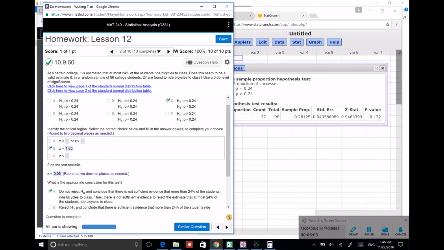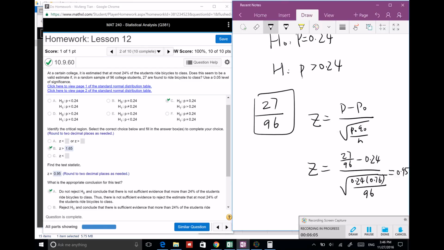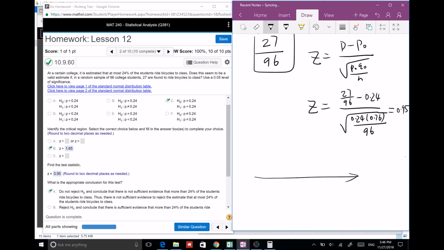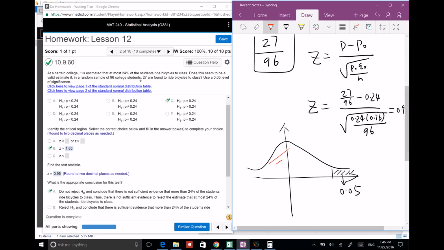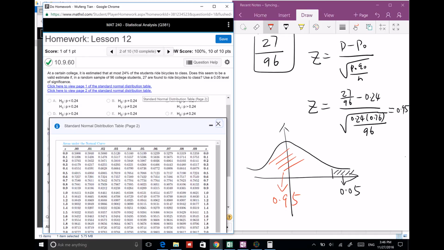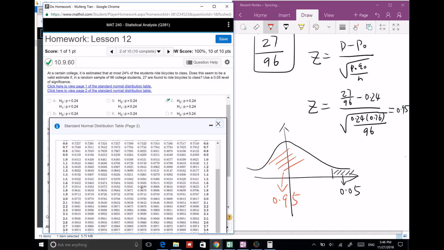Okay, how did you get the 1.65? I didn't introduce that. How did you get 1.65? Because it says 0.05 level, so it's a one-tail test. This means the right tail is 0.05, and the left side here is 0.95. According to the table, let's find 0.95, which is between 0.9495 and 0.9505.